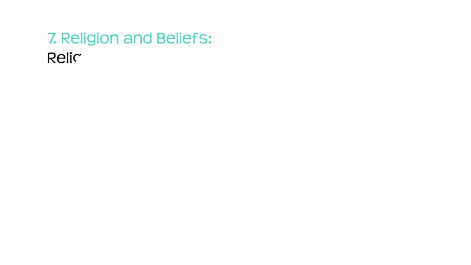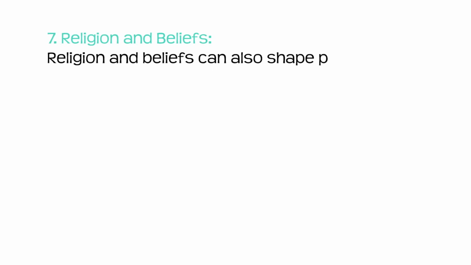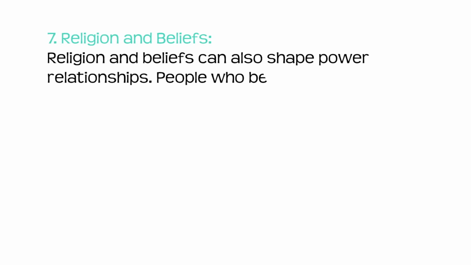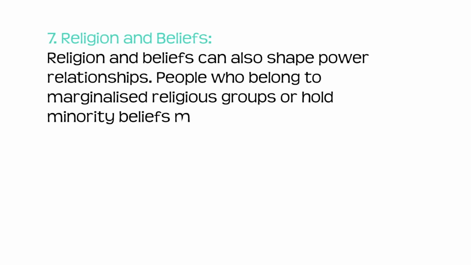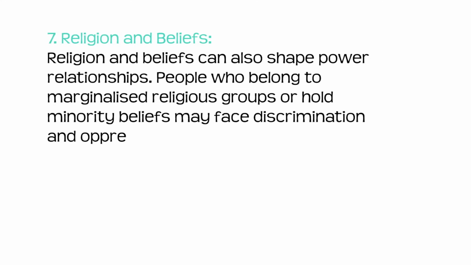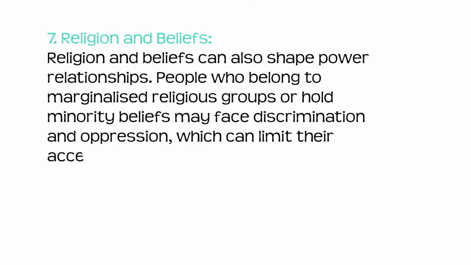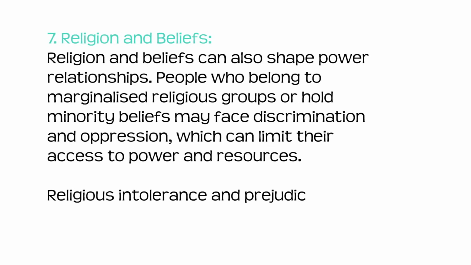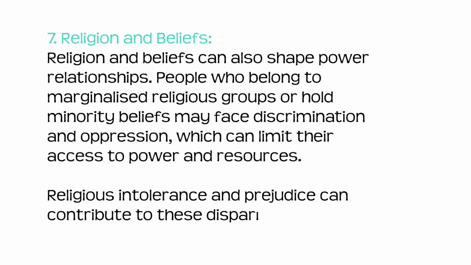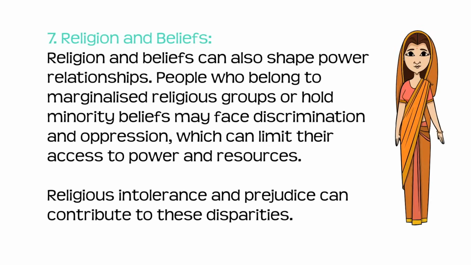Number 7. Religion and beliefs. Religion and beliefs can also shape power relationships. People who belong to marginalised religious groups or hold minority beliefs may face discrimination and oppression, which can limit their access to power and resources. Religious intolerance and prejudice can contribute to these disparities.